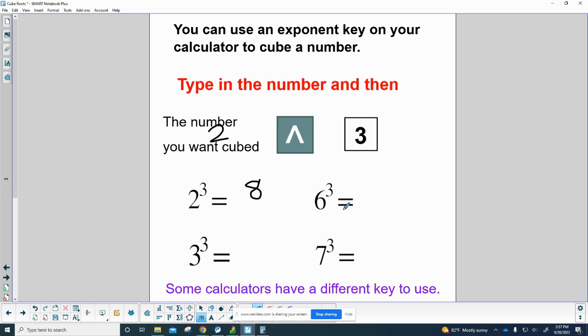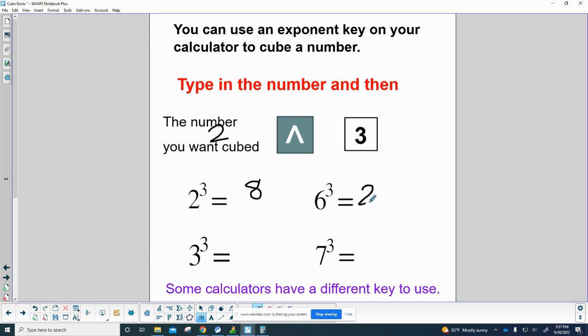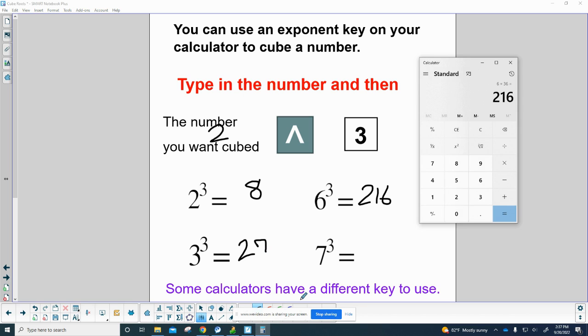So 2 to the third power would be 8. What about 6 to the third power? Well, that would be 6 times 6 is 36, and 6 times 36, let's get my calculator here, is 216. What about 3 to the third power? Well, that's 3 times 3, which is 9, and 3 times 9, 27. Then that last one, 7 to the third power, is 7 times 7 times 7, which equals 343.